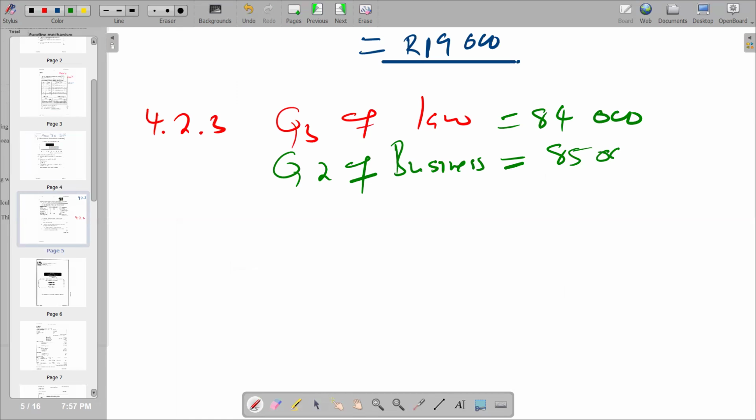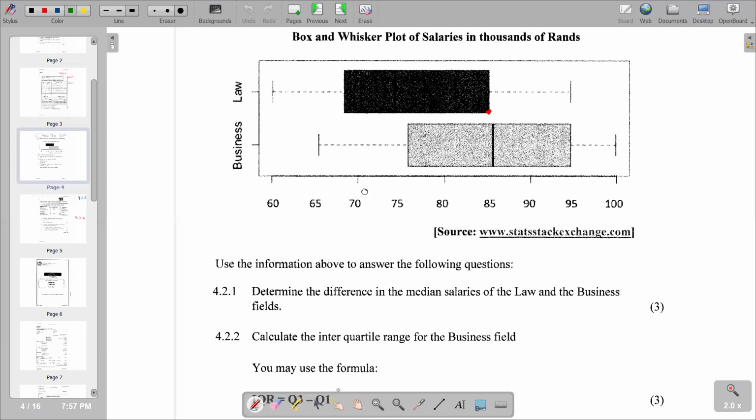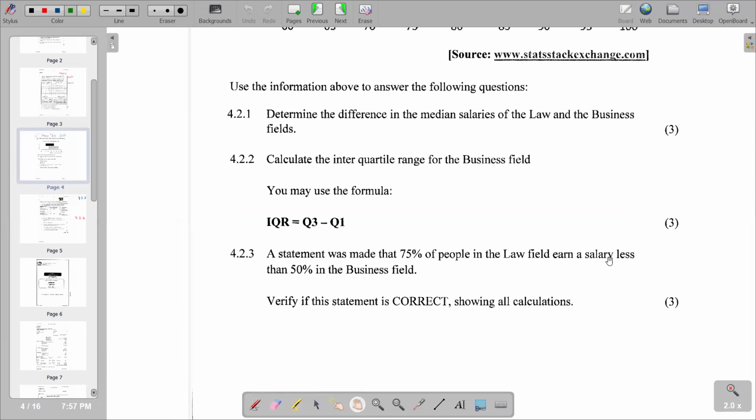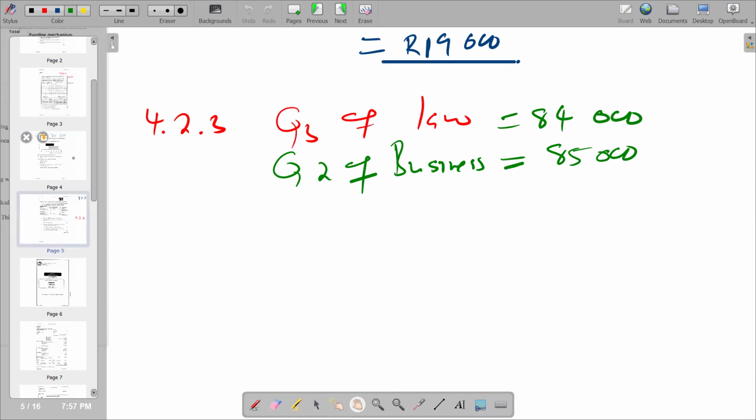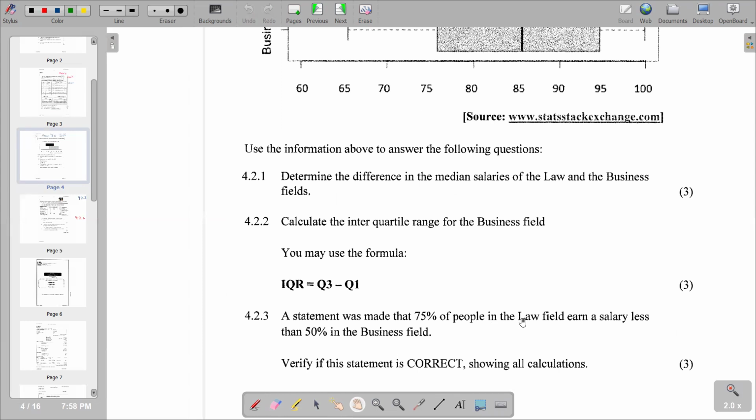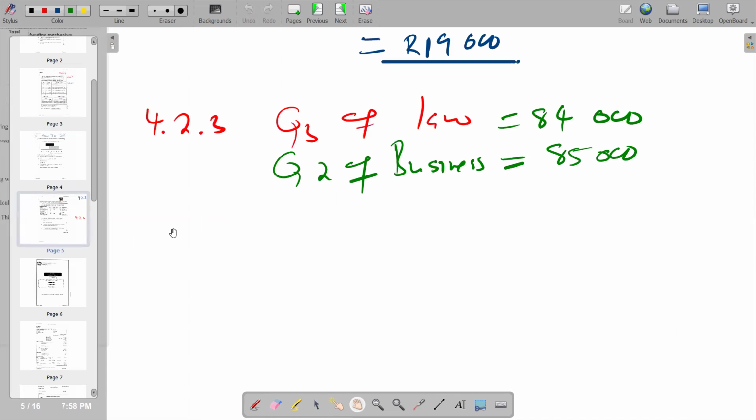So by what we have indicated here, we have shown that 75% of people in the law field earn a salary less than 50% in the business field. As we are saying, at this point that we are having there in the law field is indicating our upper cut, which is 75%. And this point is indicating our 50%. So basically, that's what we have. So let's just take note of that. So with that expression that we have given on our answer section, we have actually proved that 75% of people in the law field earn a salary less than 50% in the business field. So this is exactly what we have according to this video.